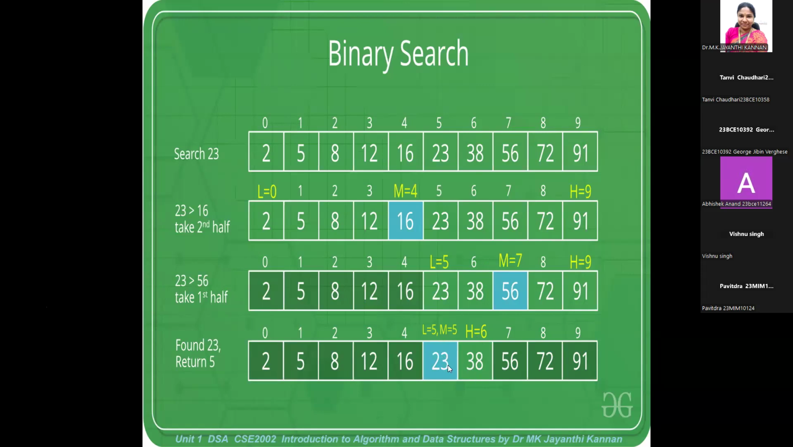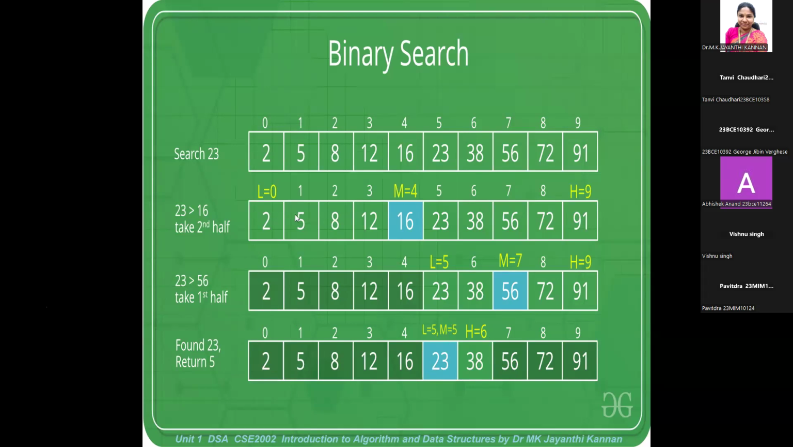Now we need to find out the midpoint. Lower boundary is 5, upper boundary is 6. 5 plus 6, 11. 11 by 2 is 5. Now we are taking the midpoint as 5. The third comparison happens with 23 compared with the fifth element, the midpoint. Now the searching element is matching with the midpoint. The element is found, and the position of the element is 5.